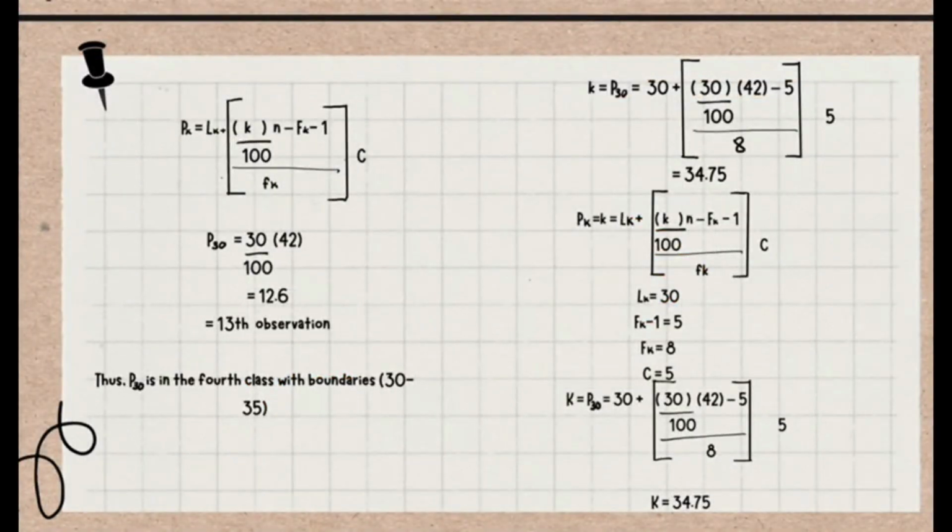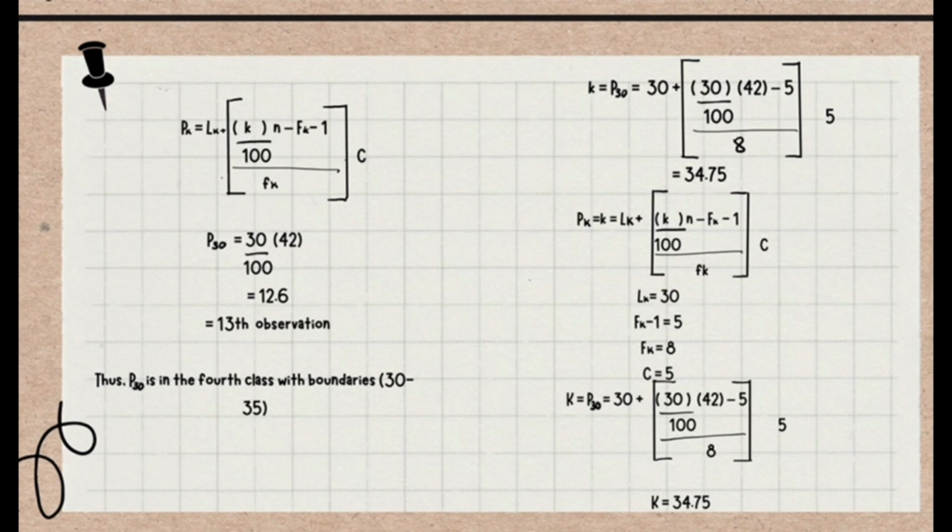For 1C, the question is: if the perpendicular distance from the center C to the line L is k square root of 10, determine the value of k. We are going to use the formula Pk equals Lk plus open bracket k over 100 times n minus Fk minus 1 over fk close bracket times c. So we are going to use P30 equals 30 over 100 times 42.